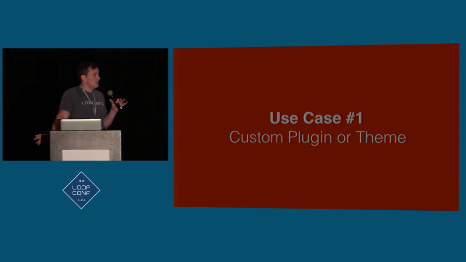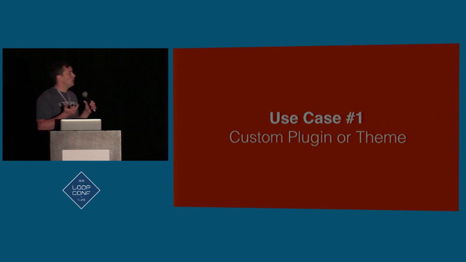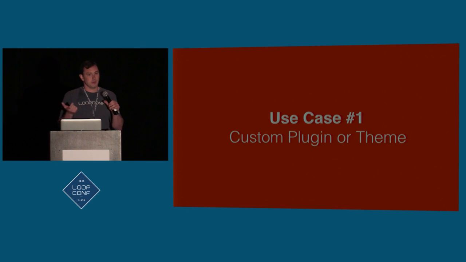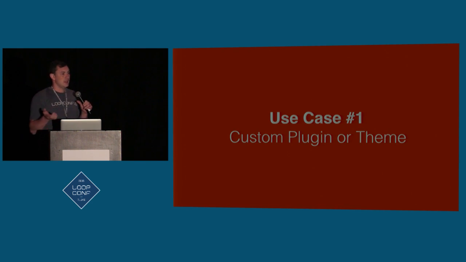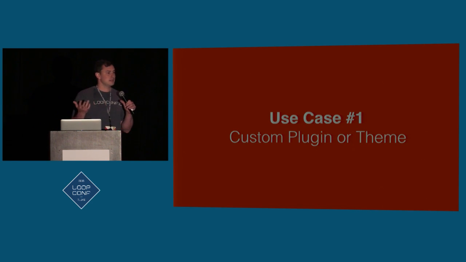So typically, in this case, all you would do is use Composer as you normally would, but then you would just make sure you have your autoload require statement somewhere in your theme or plugin, and then make sure that you actually commit your vendor directory if you're releasing this thing publicly.